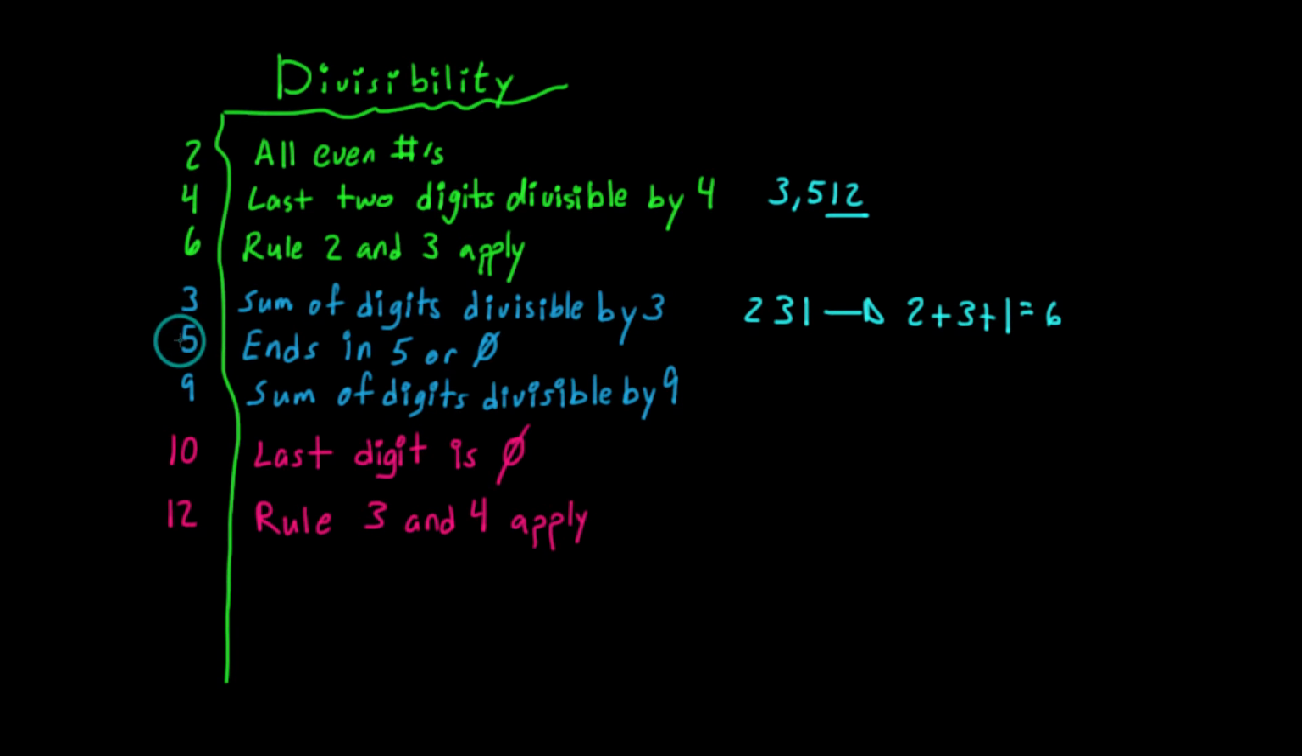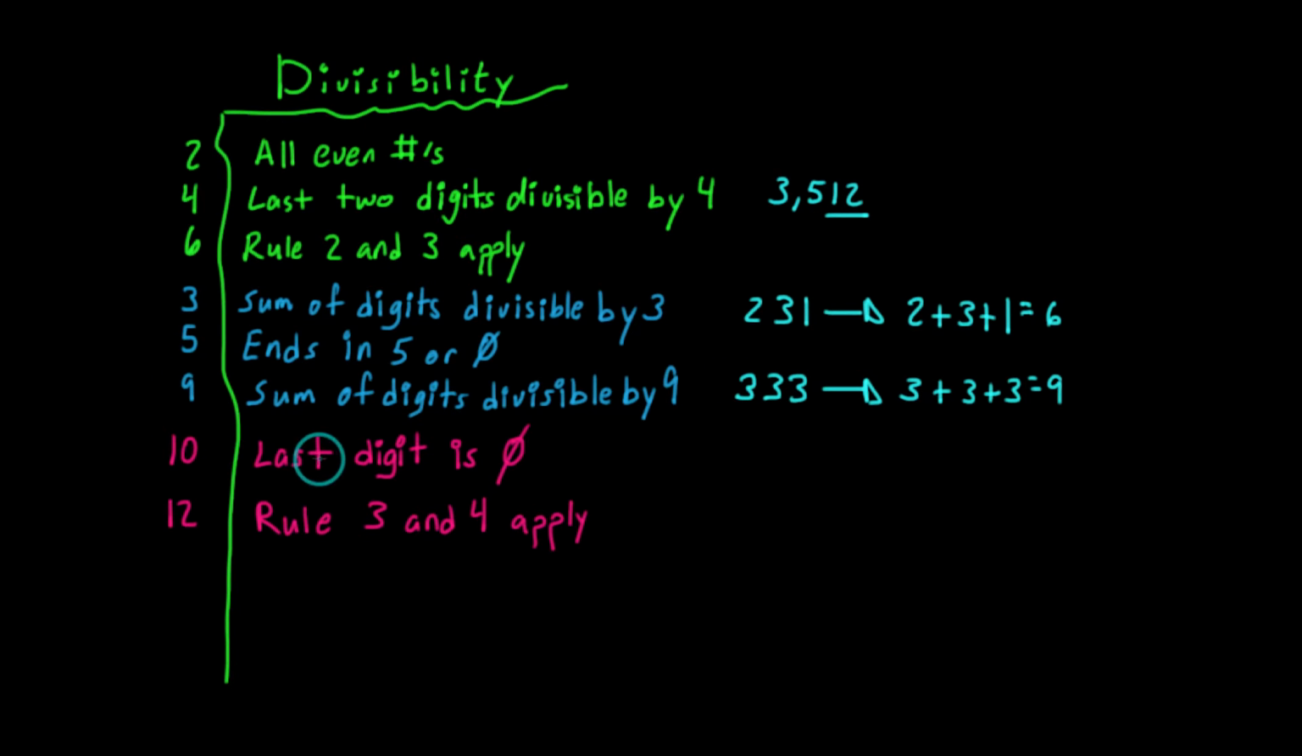The rule of 5 says if the number you're looking at ends in a 5 or a 0, that number must be divisible by 5. The rule of 9 says the sum of digits is divisible by 9. So what if my number was 333? If I were to add these digits up, I'm going to fix that error real quick. Alright, so 3 plus 3 plus 3, well, 3 plus 3 is 6 plus 3, that's equal to 9, and 9 is divisible by 9. Therefore, 333 must be divisible by 9.